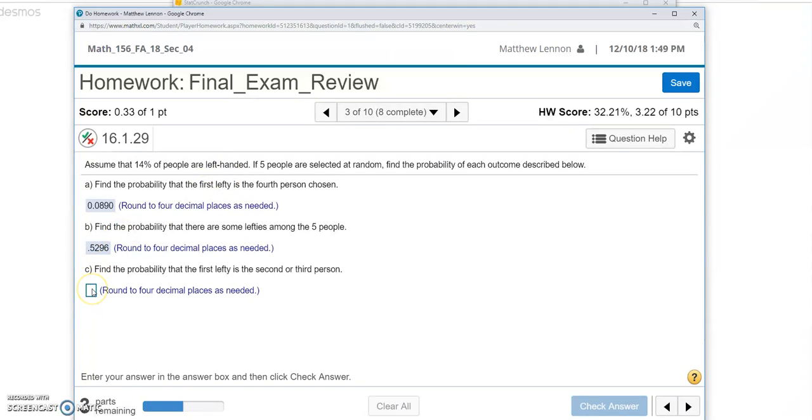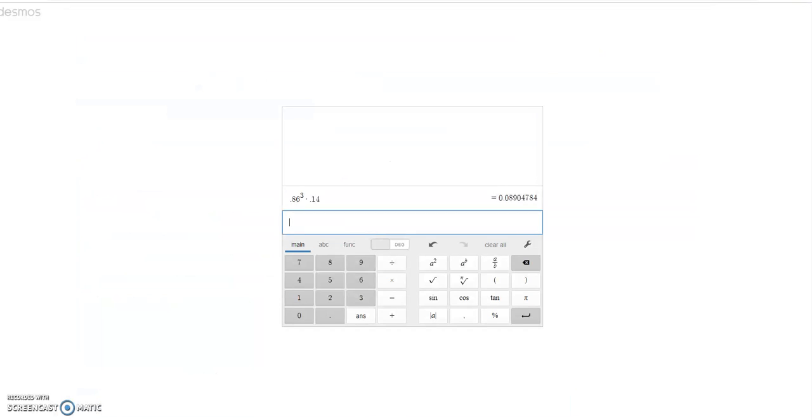All right, find the probability that the first lefty is the 2nd or the 3rd person. So that would be like part A, and you just add the 2 together. So the probability that the first lefty is the 2nd person. Let's go back to the calculator. So the first lefty is the 2nd person would be a right-handed person and a left-handed person: 0.86 times 0.14. We don't care what happens after that. We're just trying to make sure the first lefty is the 2nd. And then if it's the 3rd, it would be 0.86 times 0.86, 0.86 squared, times 0.14.